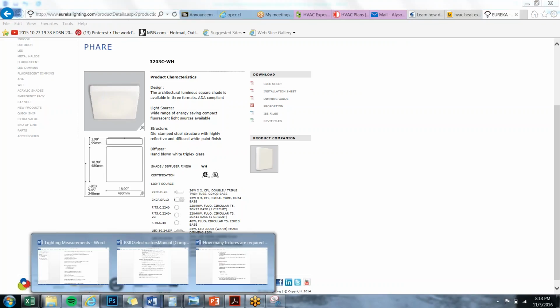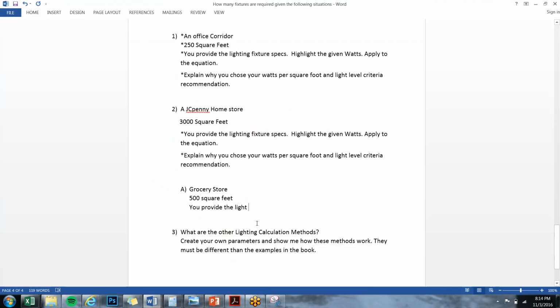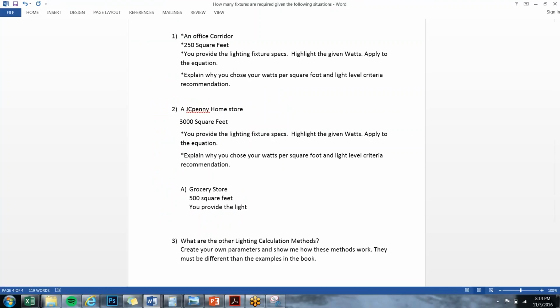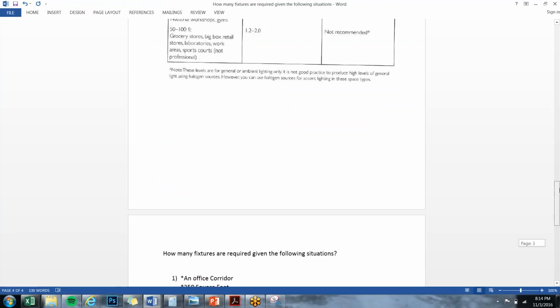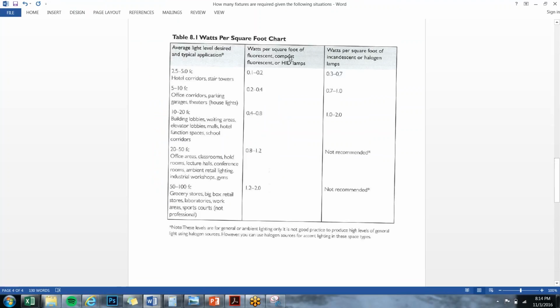I'm going to go into my homework. I have a grocery store. I picked my light. It has 26 watt by 2 compact fluorescent double twin bulbs. Is compact fluorescent even an option on our, so we have compact fluorescent. All right, so that's gonna kind of tell me I'm in this category. I don't have a halogen lamp. So I have a grocery store.